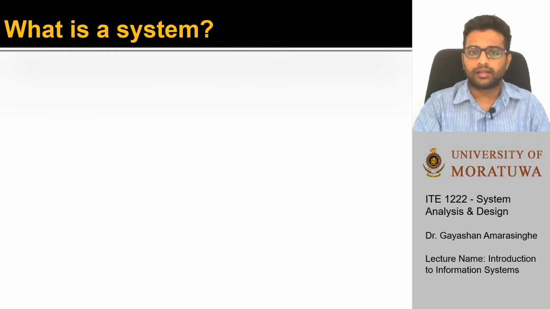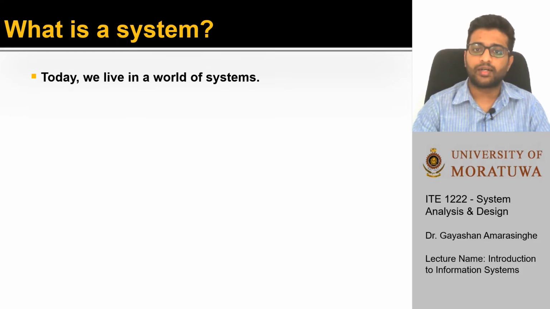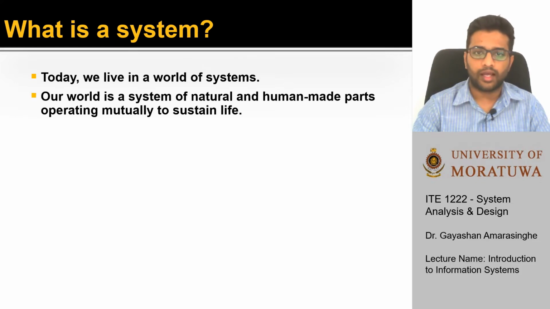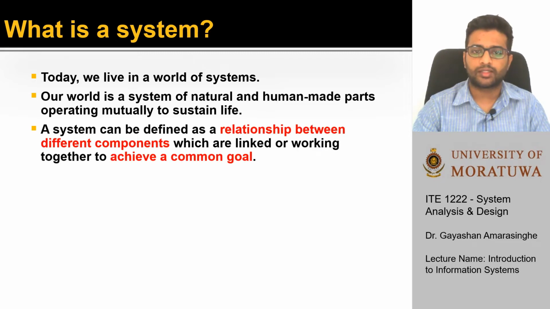Today we live in a world of systems. Our world is a system of natural and human-made parts operating mutually to sustain life. So if I am to define a system, it can be defined as a relationship between different components which are linked or working together to achieve a common goal.